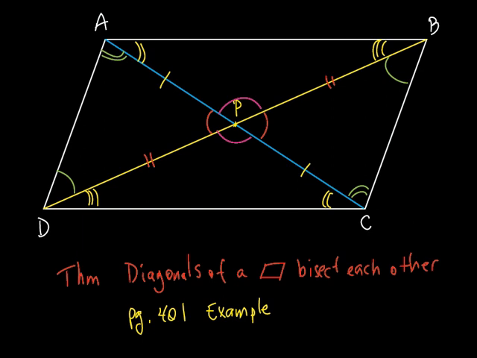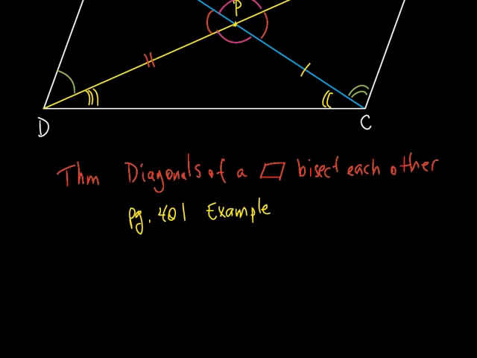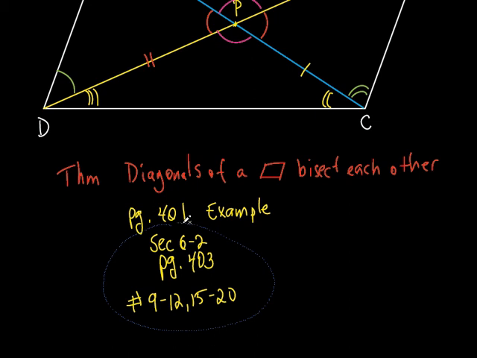So let me write down your assignments. It's page 403, section 6.2. Page 403, numbers 9 to 12, and then you're going to go 15 to 20. There it is, right there. That's it. All right, 9 to 12, 15 to 20.